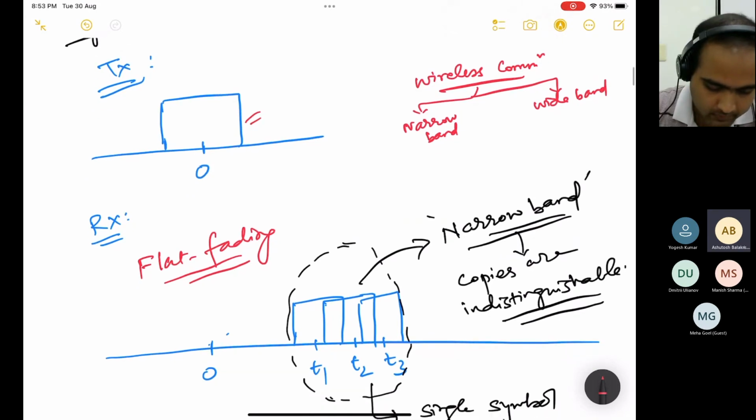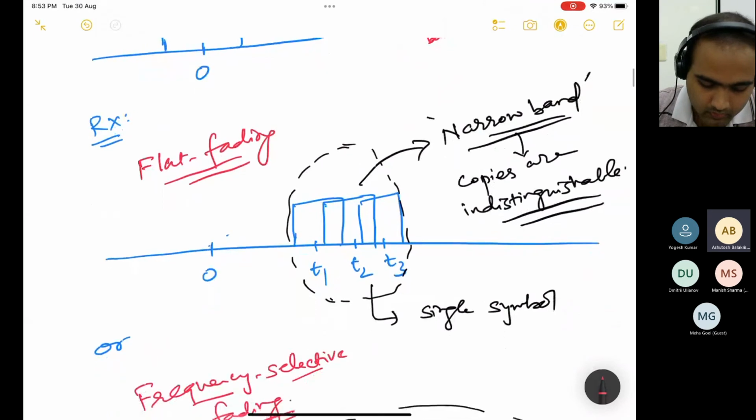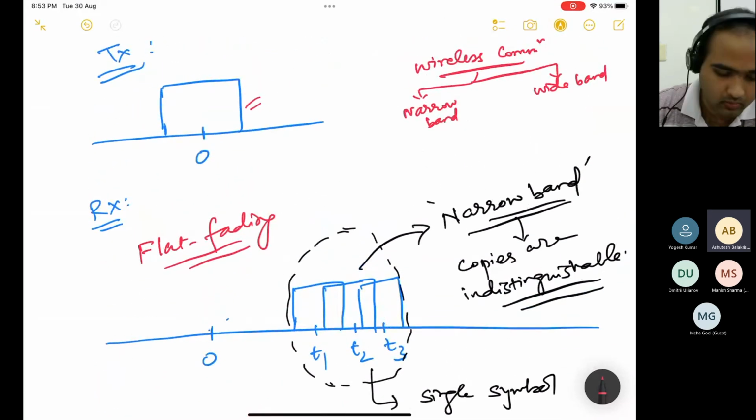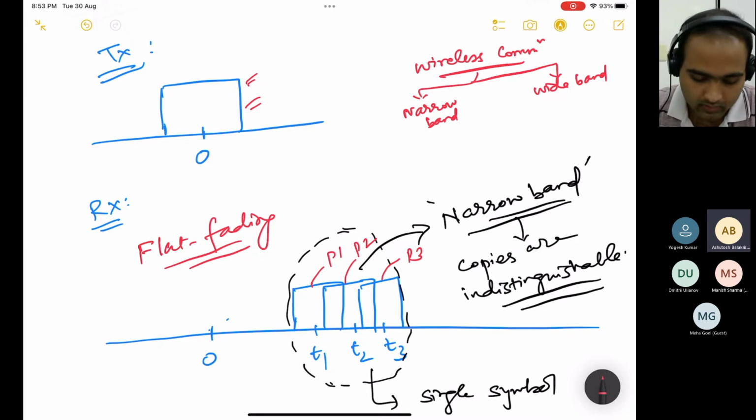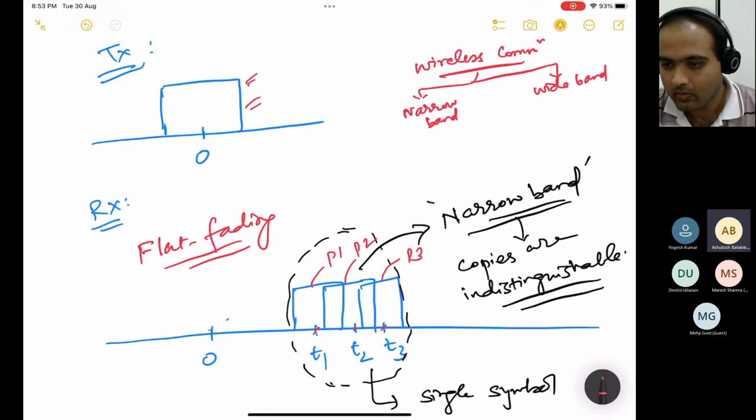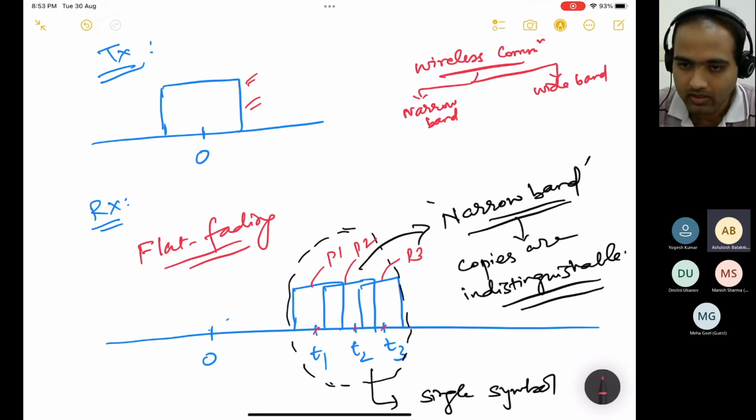So what happens is, say we transmit a square signal at T0, and say at T1, this is my copy due to path 1, this is my copy due to path 2, this is my copy due to path 3. So this is what we have due to P1, P2, and P3. And all the three copies, when they come at say T1, T2, and T3, overlap with each other.